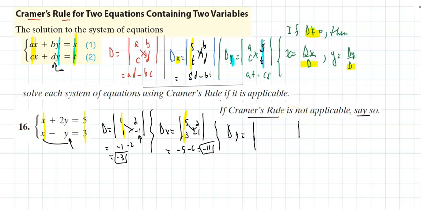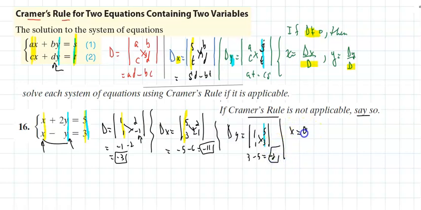And if I find d sub y, I'm going to do the same, except now I'm going to replace the y column by the constants. That's going to be the 5, 3, and the x remains 1, 1, and that's going to be a 3 minus 5, which is a negative 2.